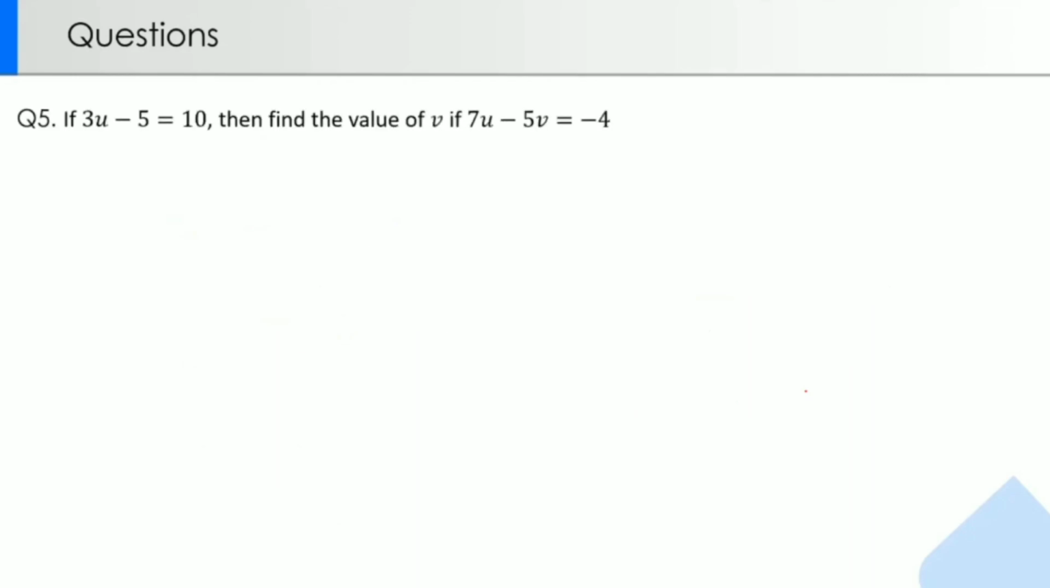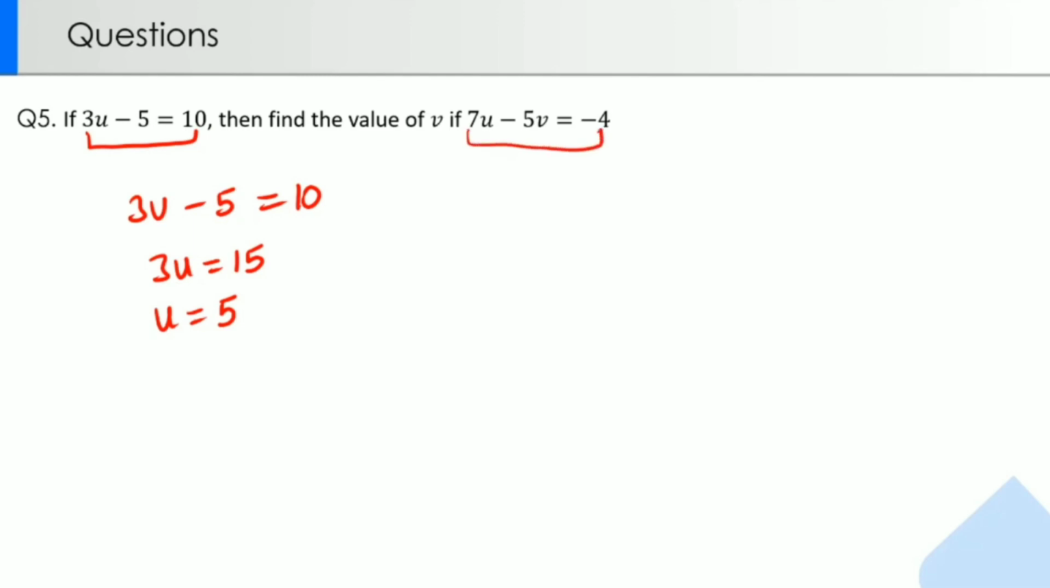Now the next question says, if 3u minus 5 is 10, then find the value of v if 7u minus 5v equals minus 4. So first we have to take care of this equation. So I have 3u minus 5 equals 10. So that will give me 3u equal to 10 plus 5, that is 15. So that will give me u equals 5. Now I got the value of u. So I can use this value of u in this equation. So I have to find v now from this equation.